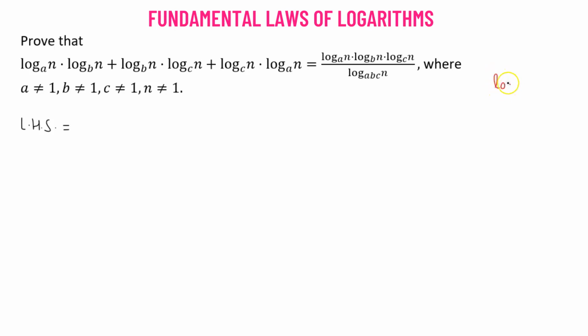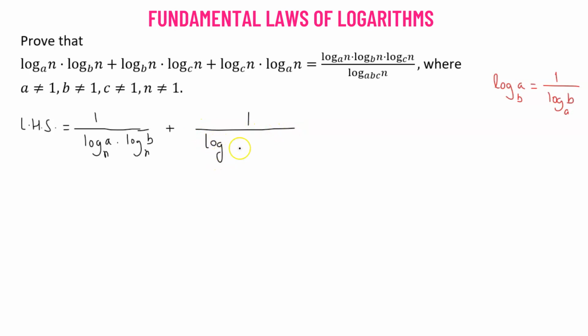That means if we have log a with the base of b, that's equivalent to the reciprocal of log of b with the base of a. Using this property, we can rewrite our first term as 1 divided by log of a with the base of n times log of b with the base of n. Similarly, we can rewrite our second term as 1 divided by log of b with the base of n multiplied by log of c with the base of n. And our third term will become 1 divided by log of c with the base of n multiplied by log of a with the base of n.